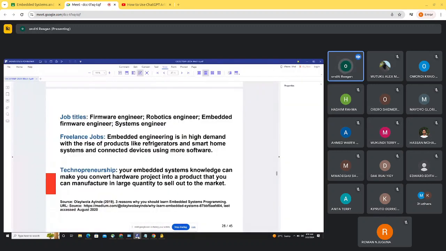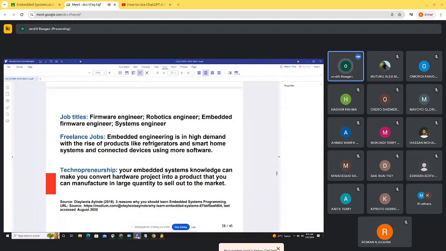So firmware people, we also call system engineers. System engineers are the guys who do overall system maintenance, system upgrade and system deployment. If I want to build a base station, one of the people I need is a system engineer, because they know which components go where and which components interact with which. So there are freelance jobs. Embedded engineering is a highly demanded job.